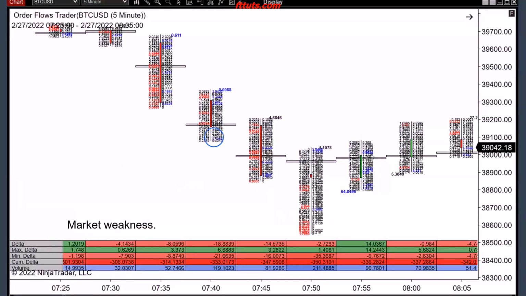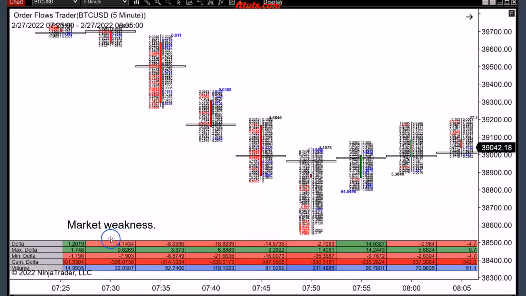Okay, now here's on the downside, market weakness. Okay, positive delta of 1.2, then minus 4, minus 8, minus 18. It's gone from minus 4 to minus 8. It's doubled. Right, minus 8 to minus 18. It's doubled. And there's still more to this move. The next 2 bars, it drops 500 bucks. Right, then it starts going sideways again.